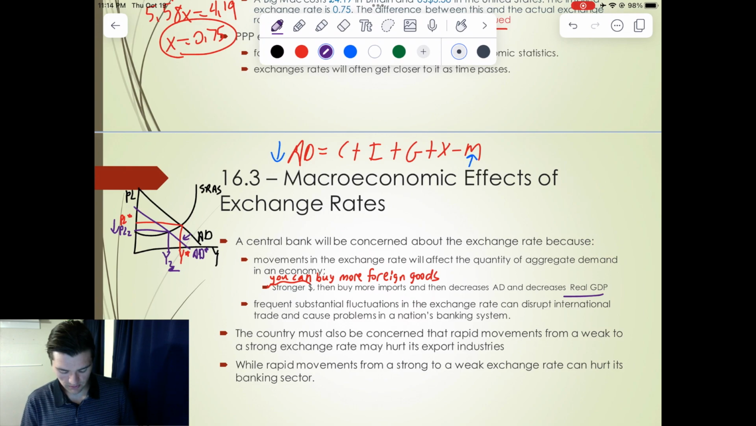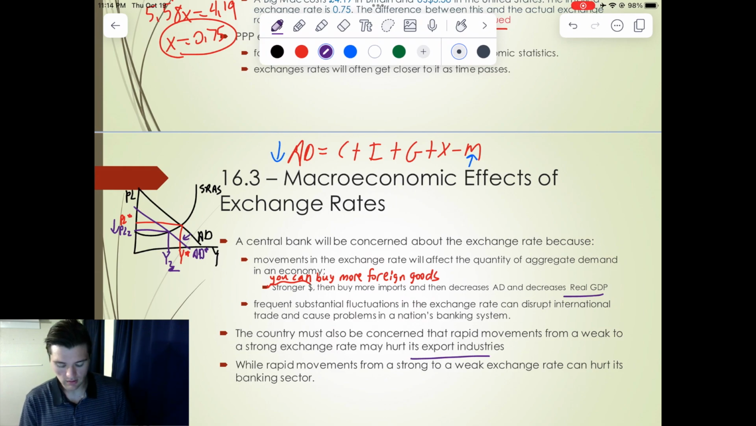The country must also be concerned with rapid movements from a weak to a stronger currency. It may hurt the export industries, just like we talked about. More imports than exports, so this is really going to affect your business. While rapid movements from a strong to a weak exchange rate can hurt its banking sector. I haven't really talked about the banking sector, so here we go.